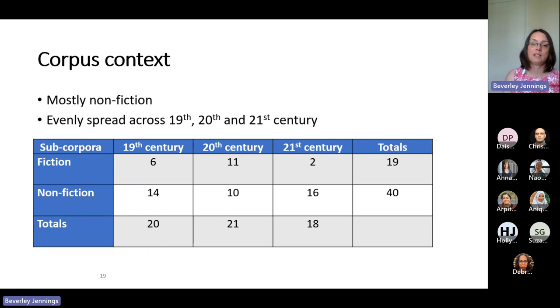This becomes important later. Across the centuries, Ofqual specified that there must be text from the 19th, the 20th and the 21st century. So you can see the extracts I've got are spread evenly across those three centuries. I think I just had copyright issues with the 21st century for a couple of things, which meant it dropped one or two below the others.